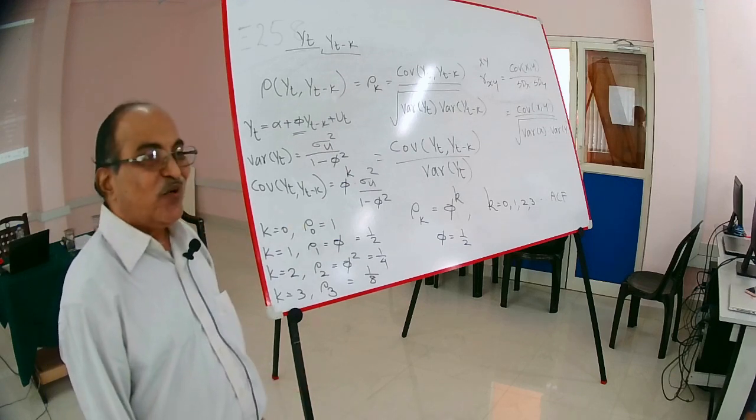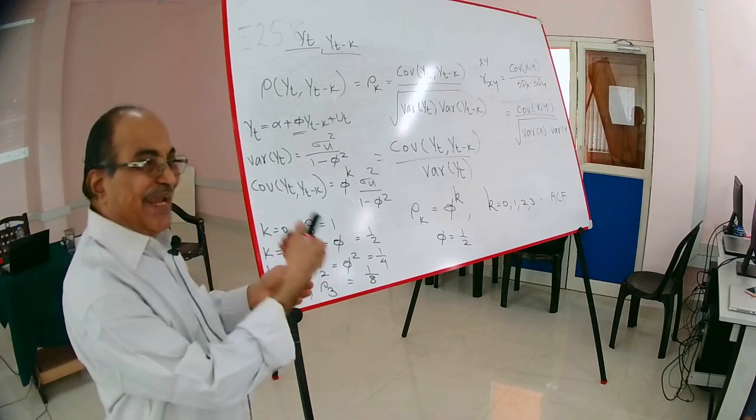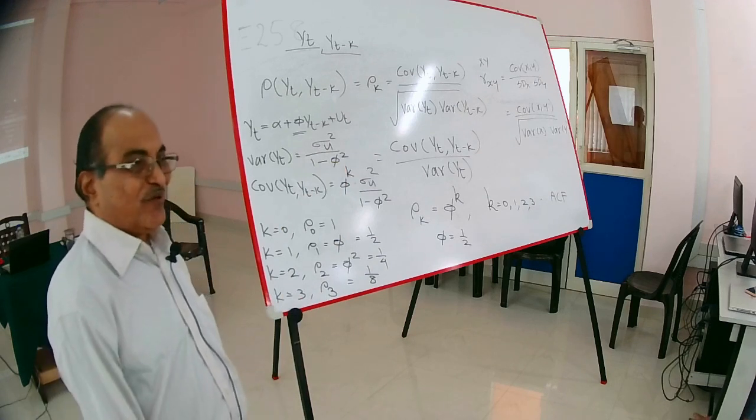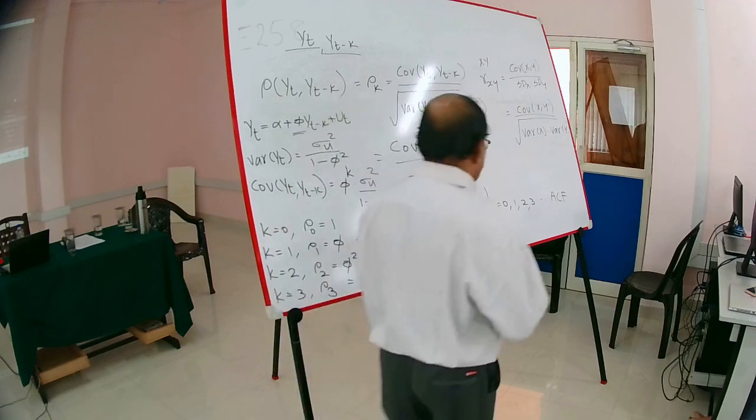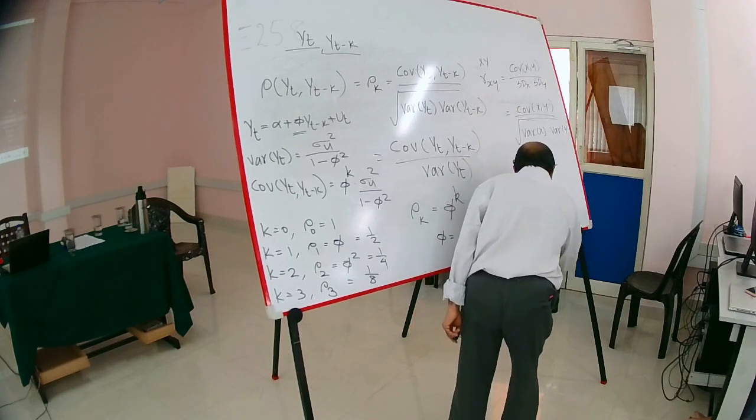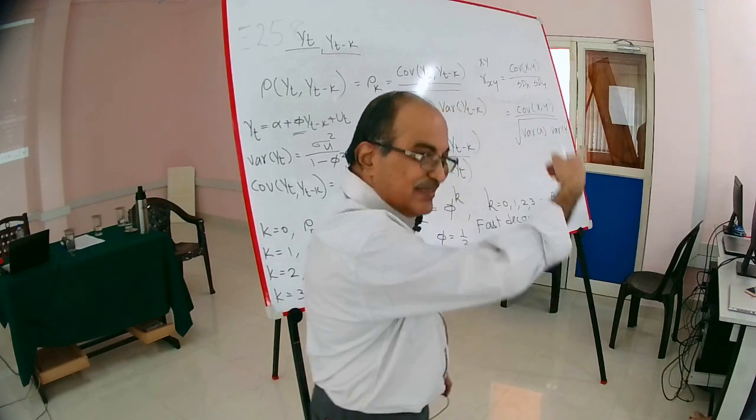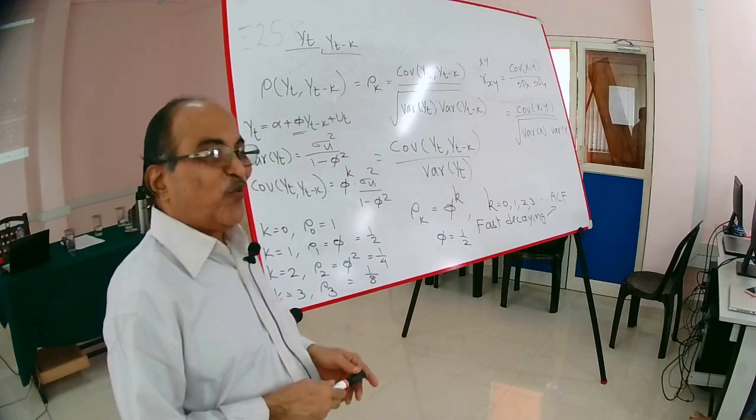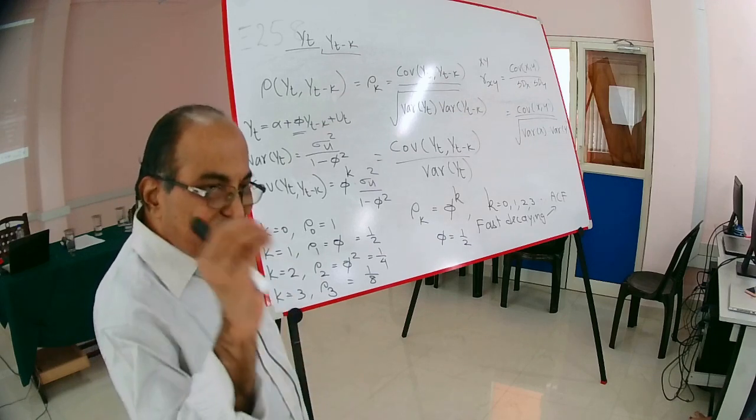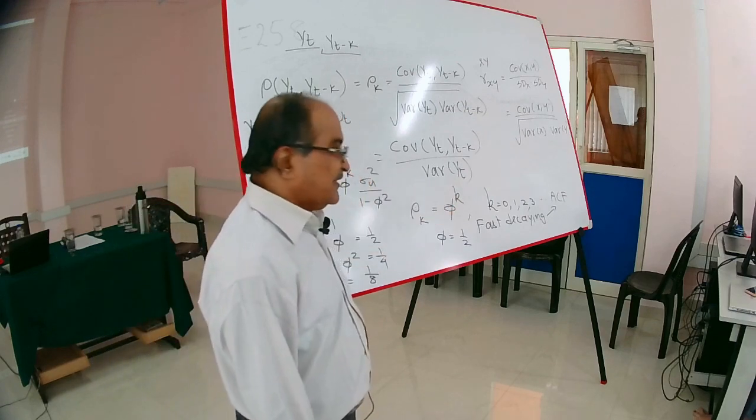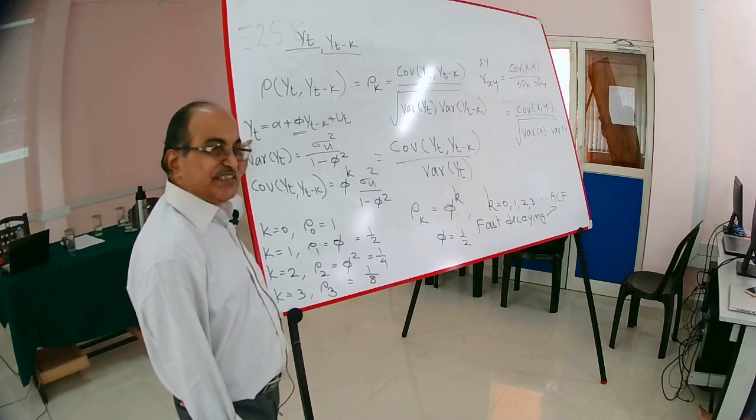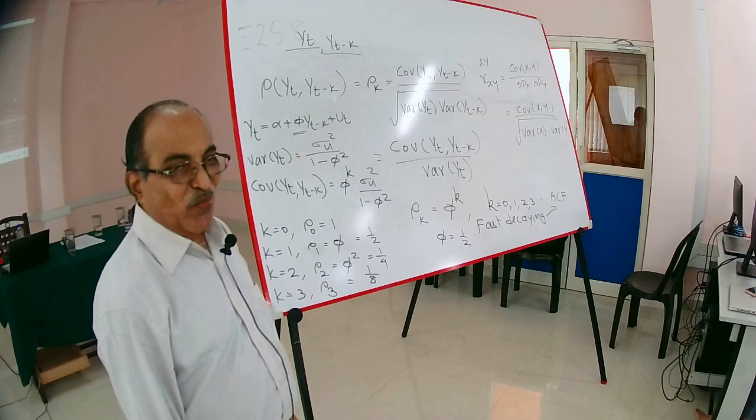What is happening to the autocorrelation coefficients? As k increases, the autocorrelation coefficient decreases, coming to 0. We say we have a fast decaying ACF, because the ACF is coming down to 0 very fast. So in the correlogram, if the ACF is fast decaying, we can say that the variable is a stationary series. Got it?